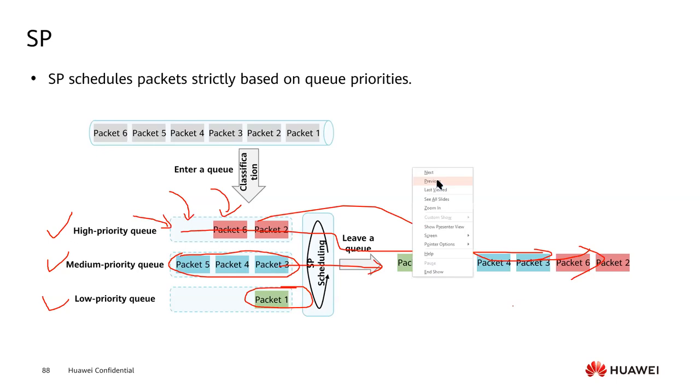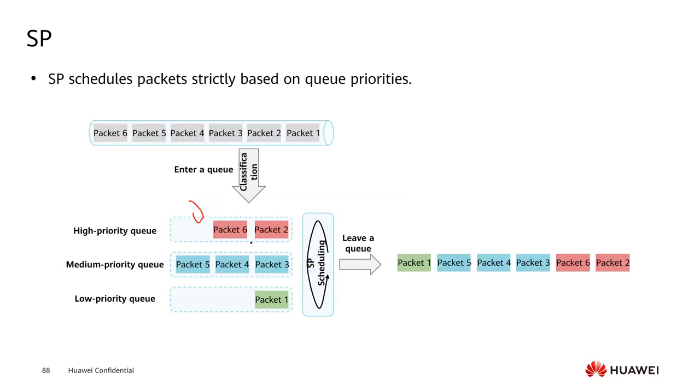But SP has a little bit of a problem: if the higher priority queue always has packets, always has packets, the middle and the lower priority queues cannot forward any packet. That is a little bit of a problem for SP.